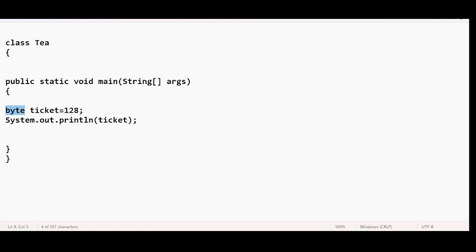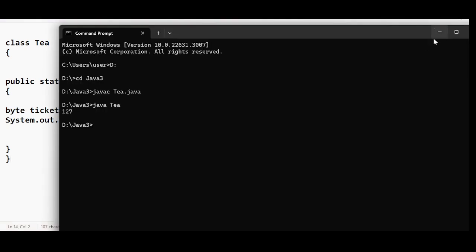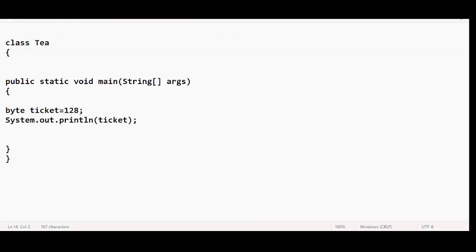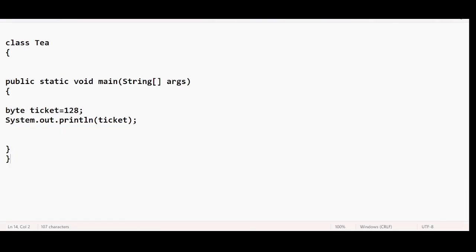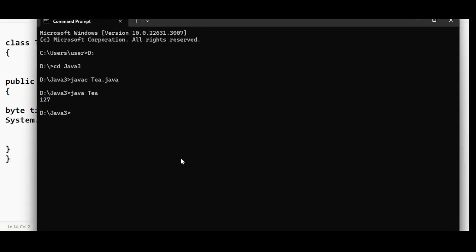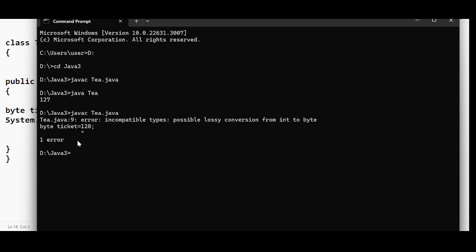So when you look at this byte data type, the maximum positive value that you can store is 127, but I am deliberately trying to store a value which is out of range, 128. So let me execute the same program. Let me do the compilation, javac T.java. See what it says. We are getting an error: incompatible types, possibly lossy conversion from int to byte. The compiler is not happy with our code.